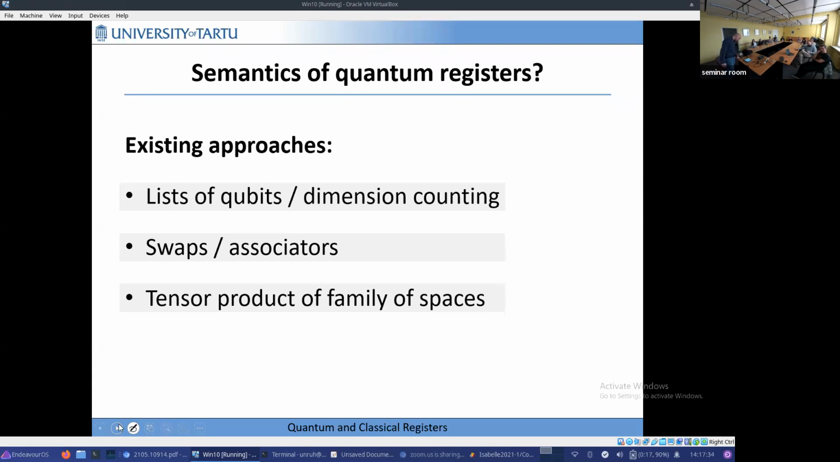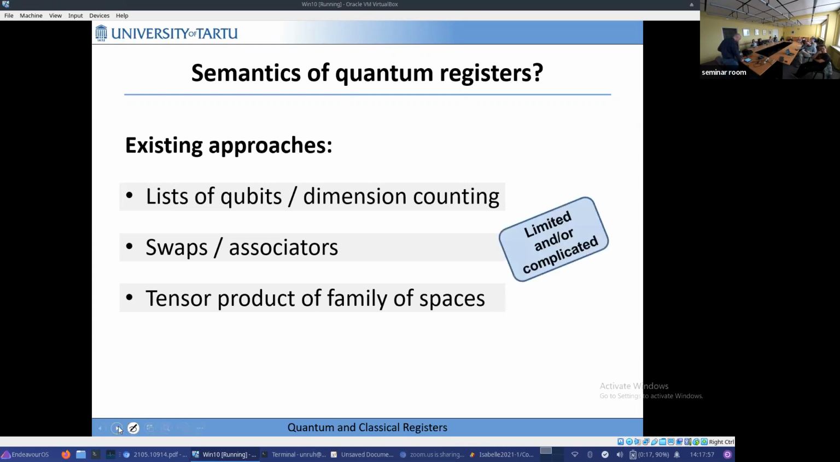What did I mean by tensor group? A family of spaces? Yeah, this is basically the thing that I just said: every register is a space, I tensor them together, and it's just completely rigid. And all these approaches, for the reasons I already told you, I don't like.